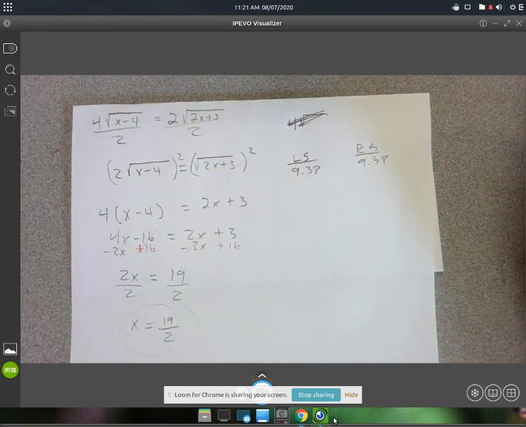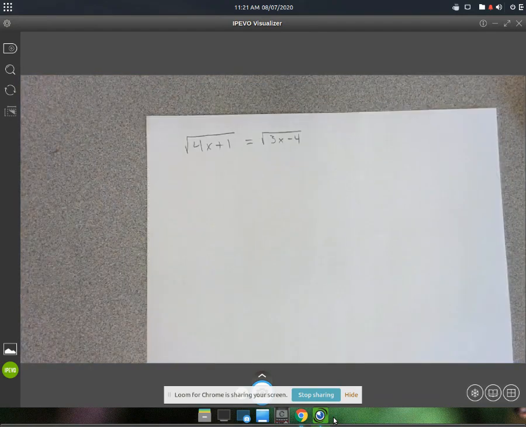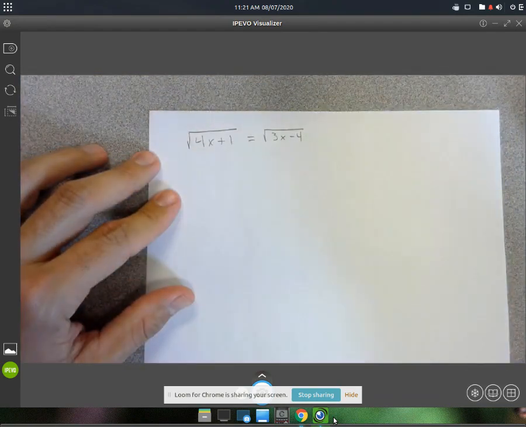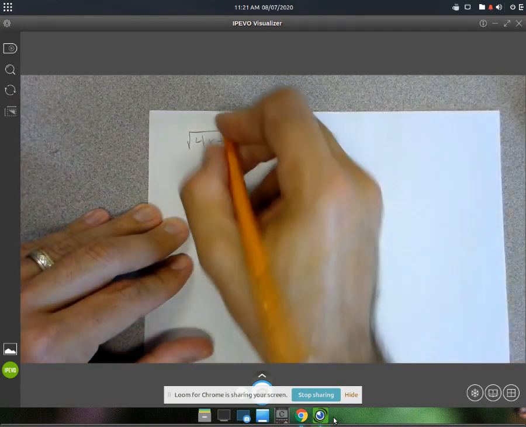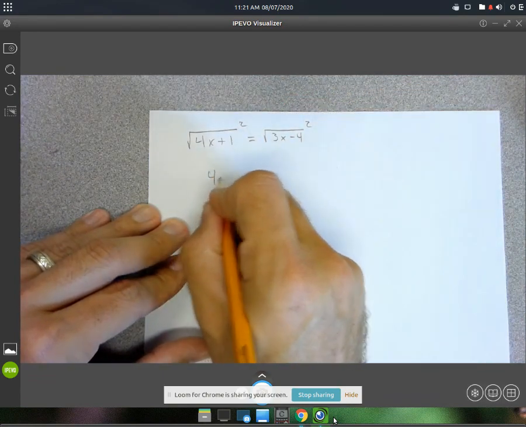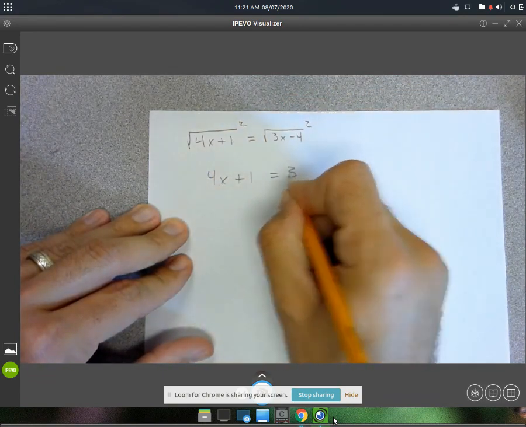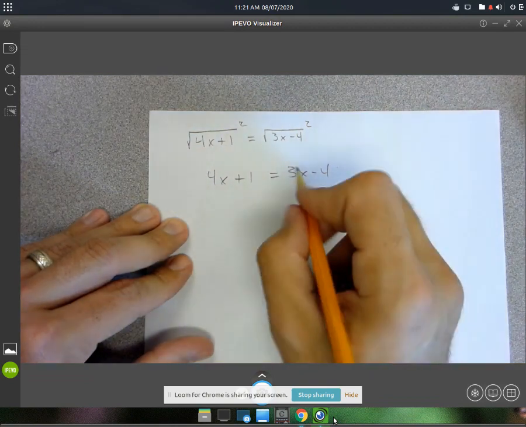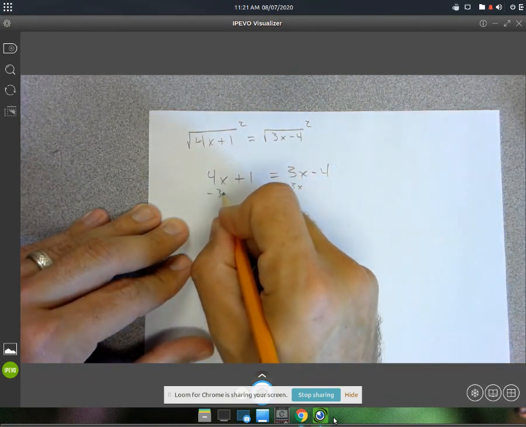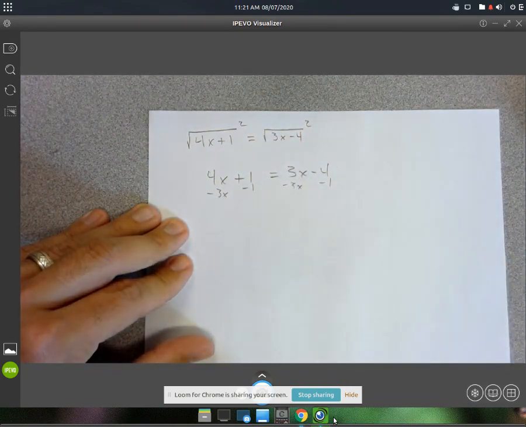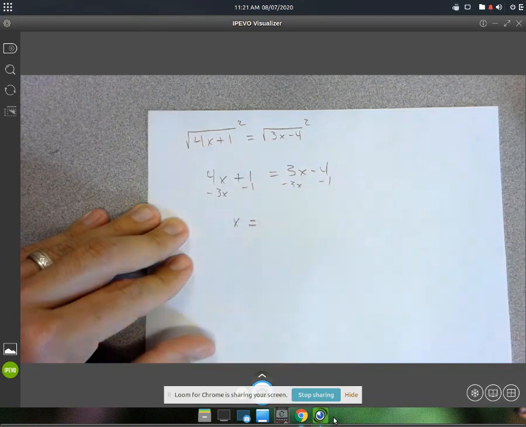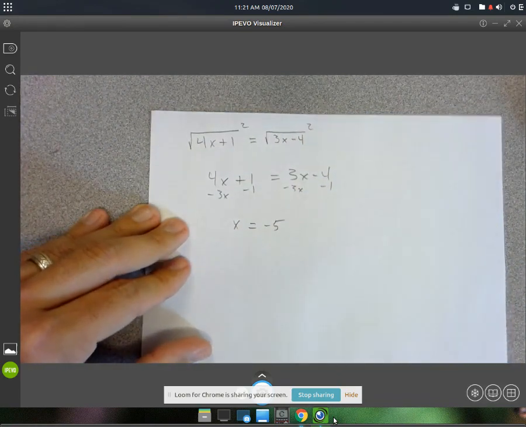Let's take a look at our last example here. Here they're already isolated. They're already by themselves. Let's just square both sides. And we're going to get 4x plus 1 equals 3x minus 4. Subtract 3x from both sides. And then we'll subtract 1 from both sides. And we'll get x equals negative 4 minus 1, negative 5.